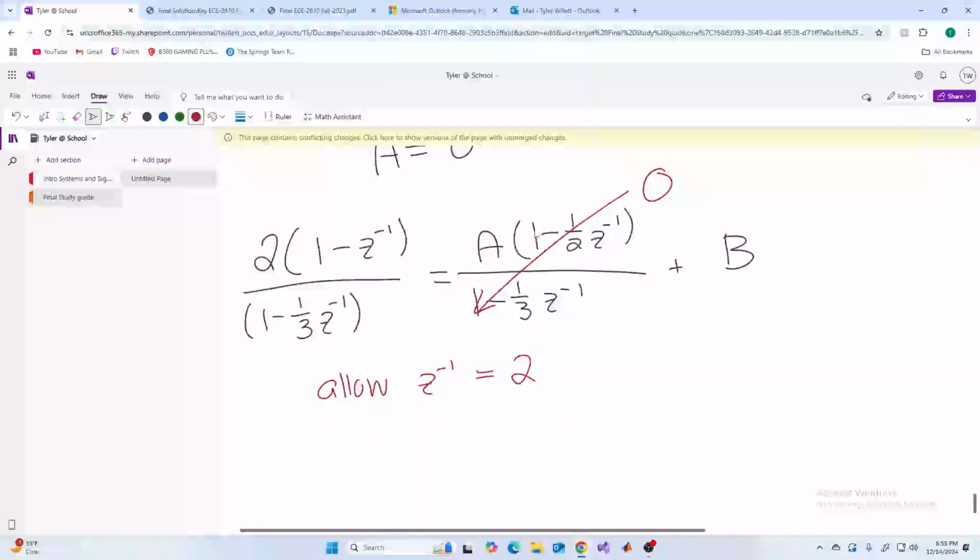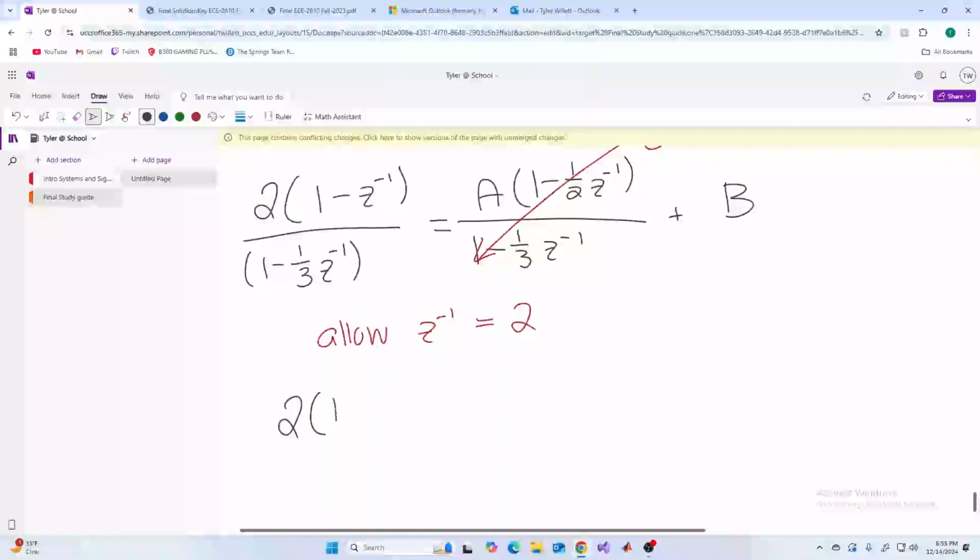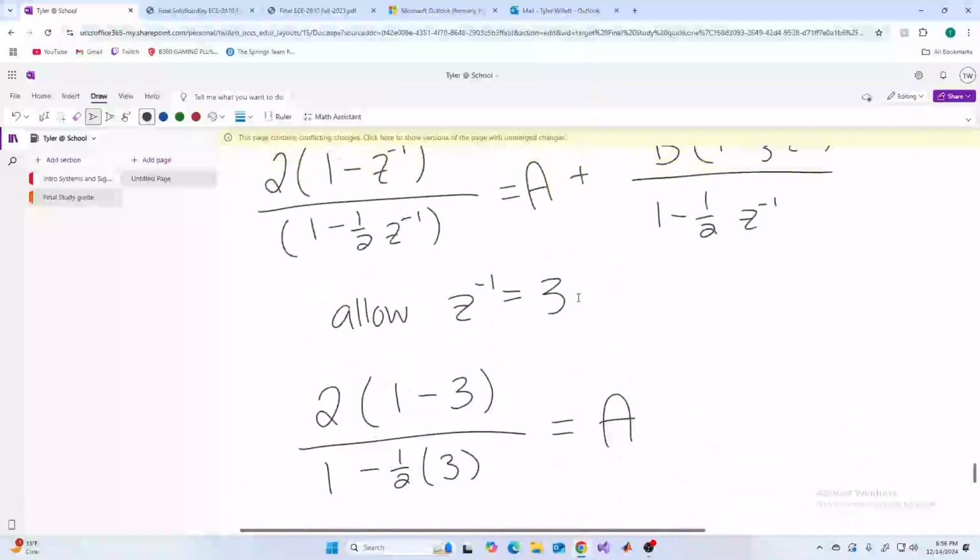Because this will be 1 minus 1, which is 0. 0 divided by anything is 0. So let's go ahead and plug that in. I get 2. 1 minus 2 all divided by 1 minus 2/3. I believe that should be left. Let me double check that, make sure that that was what's up. Yep.